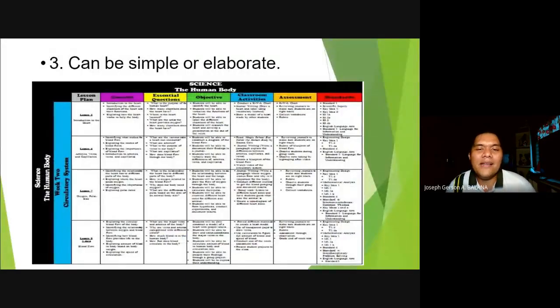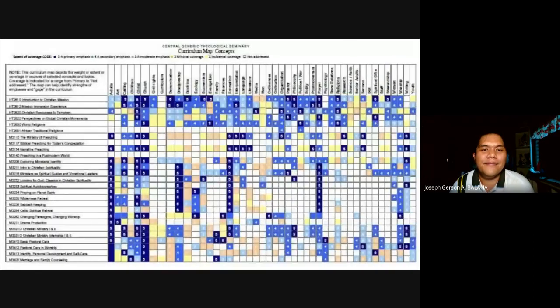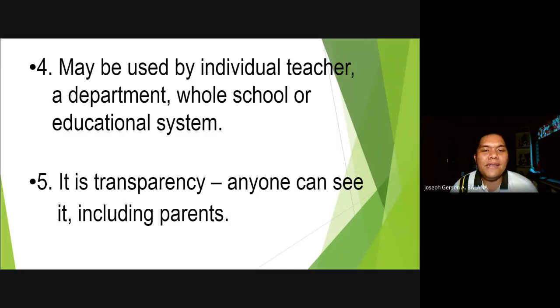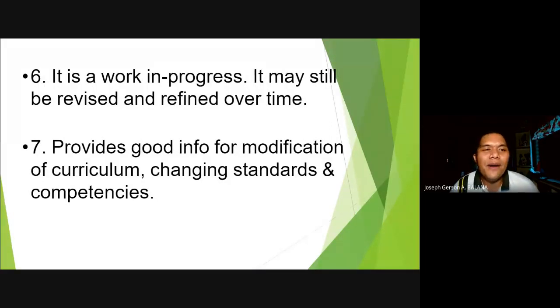But at any rate, a curriculum map is a tool that will help the teacher. It's not a tool that will make the teacher scared. It can be used by an individual teacher, the department, and a whole school system. And it is transparent. Anyone can see the curriculum map, most especially the parents, because they're the ones really concerned with their child or children's learning progress. It is a work in progress. A curriculum map is not something finite. It may still be revised and refined over time.